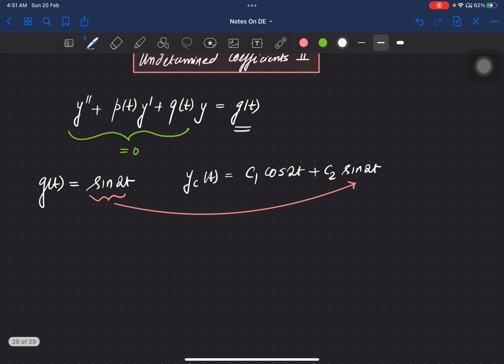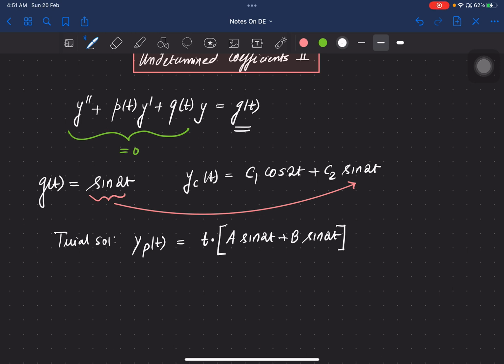So in that case, the trial solution y p t which we take, a sine 2t plus b cos 2t, will not work. Instead, we have to take t times this thing as our trial solution. So this is one case.